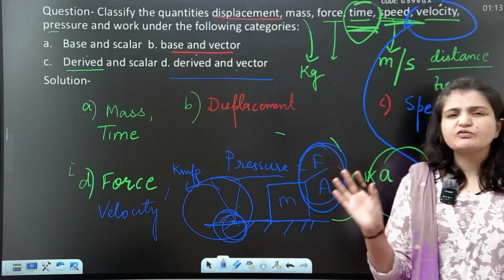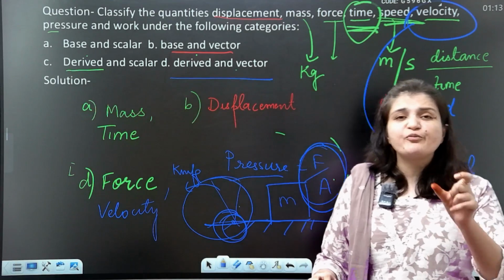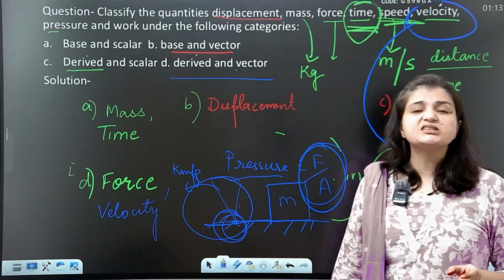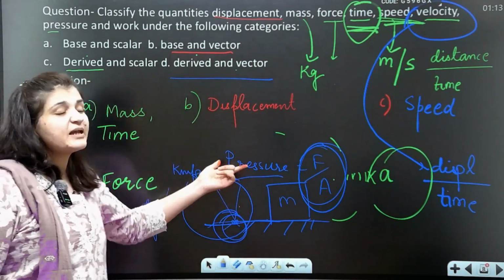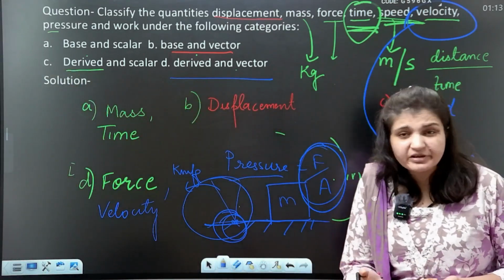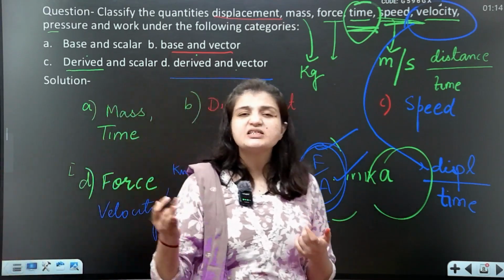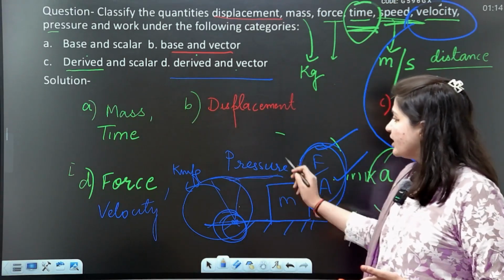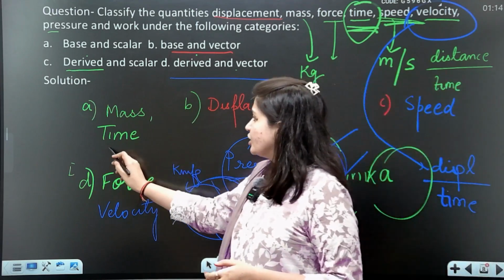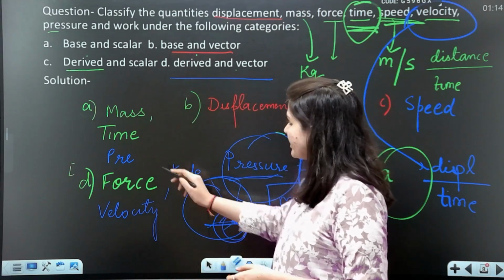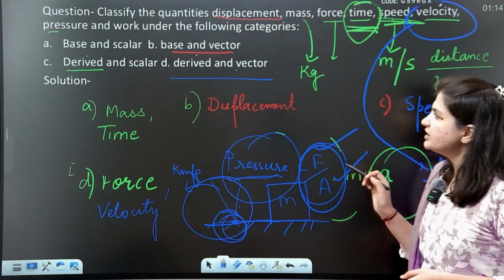In the case of the knife, this was just the explanation of the concept of pressure, like how pressure is different from force. Pressure is dependent on the area in contact, meaning lesser area, more force, more pressure is applied. So which type of quantity is pressure? It is a derived quantity, because it is dependent on force and area, and it is also a scalar quantity because it has only magnitude. So pressure is a derived quantity.